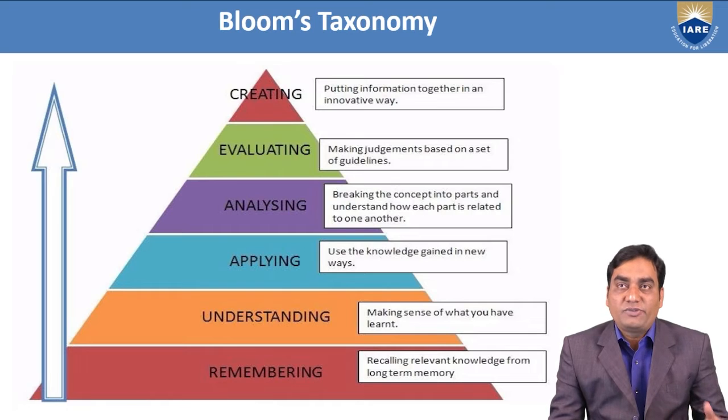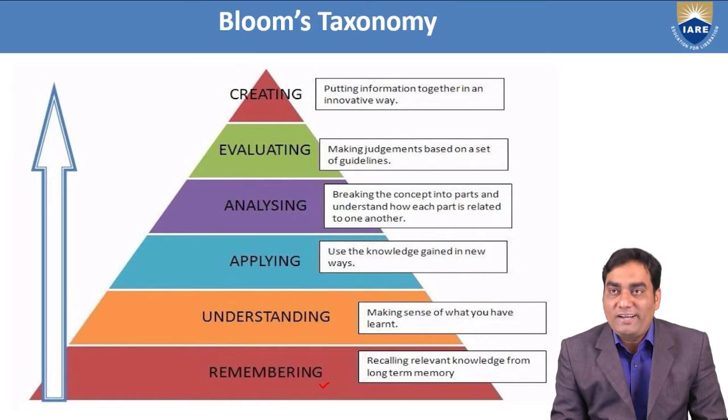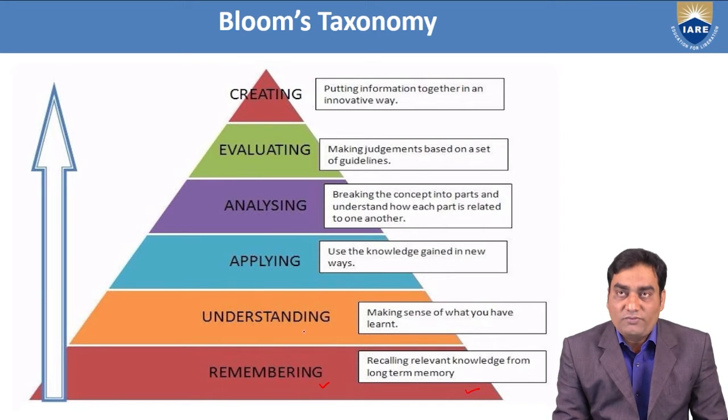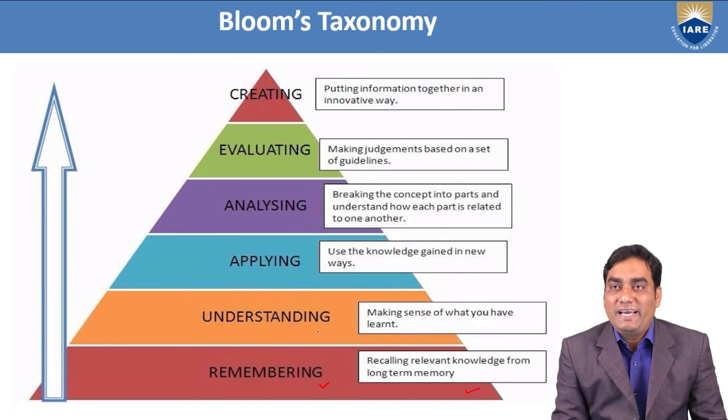In Bloom's taxonomy, we have 6 levels. The first level is remembering. In remembering, the student has to recall the relevant knowledge from long-term memory. After reaching this level, the second level of Bloom's taxonomy is understanding. Here, you make sense of what you have learned in remembering. That is called understanding. After completion of the remembering and understanding levels, we go to the applying level. Use the knowledge you gained in understanding and remembering in new ways.